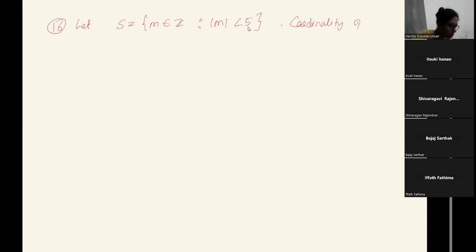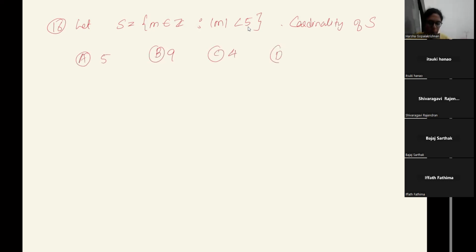Now, let the set S be given as the set of all M in Z, where Z means the set of all integers, such that mod M is strictly less than 5. Modulus means the usual modulus. Now, what is the cardinality of S? The options are 5, 9, 4, 10.